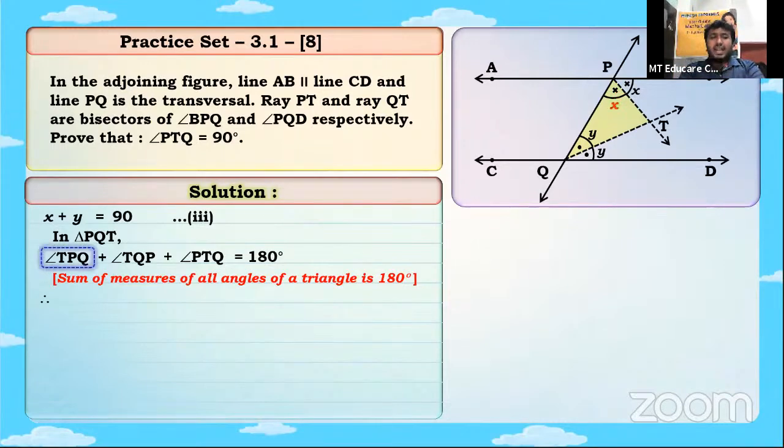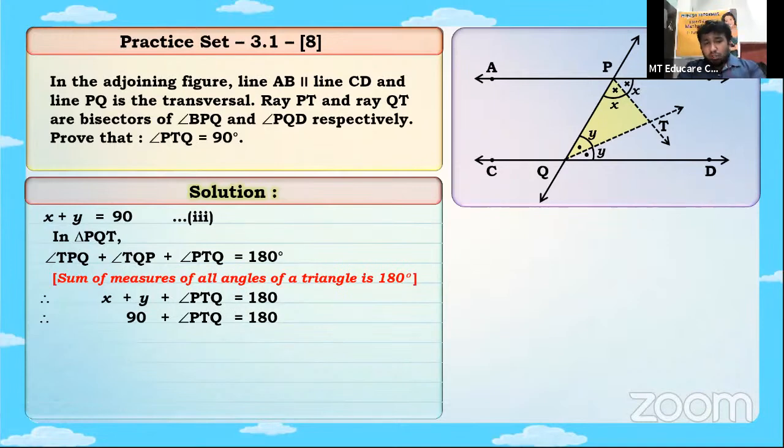Yes, super. We will write x. In place of measure angle TQP, what will we substitute? Yes, we will substitute y. Plus angle PTQ will remain as it is, equal to 180. Students, tell me, what is x plus y? Look at result number 3. X plus y, yes, superb. It is 90 degrees. Plus angle PTQ is equal to 180.